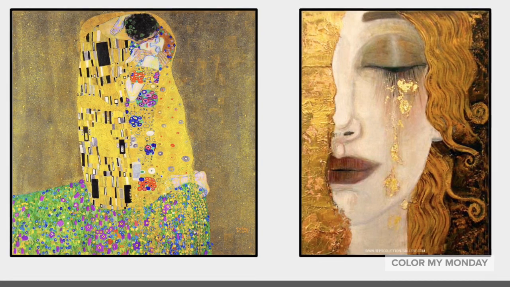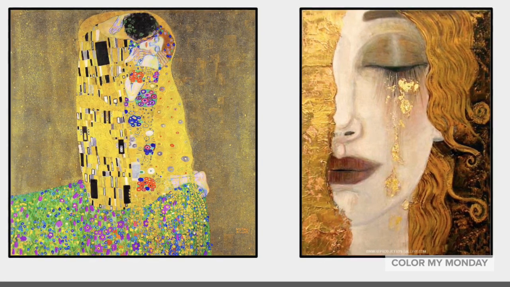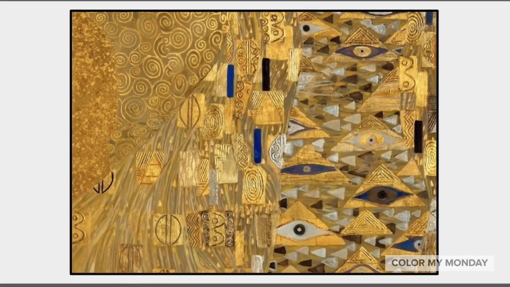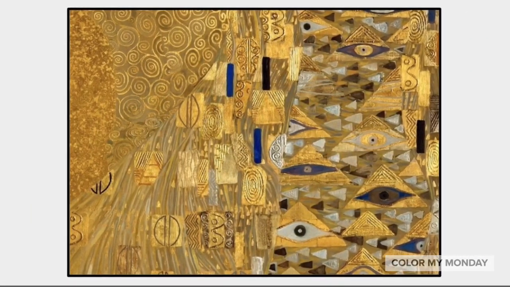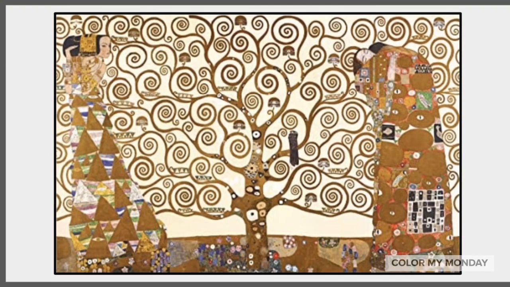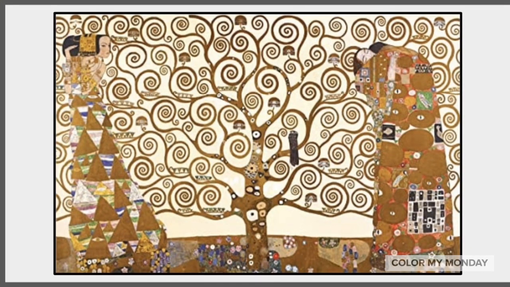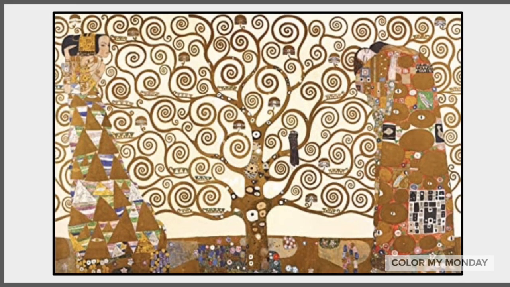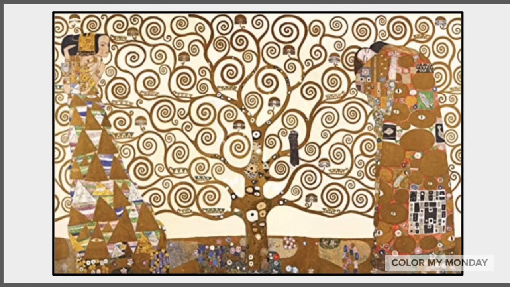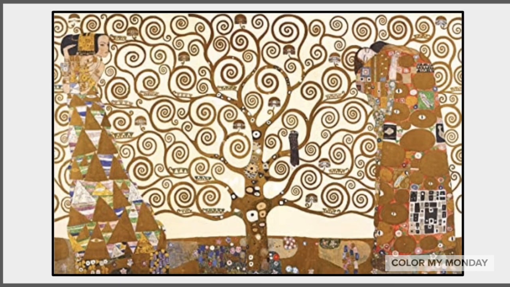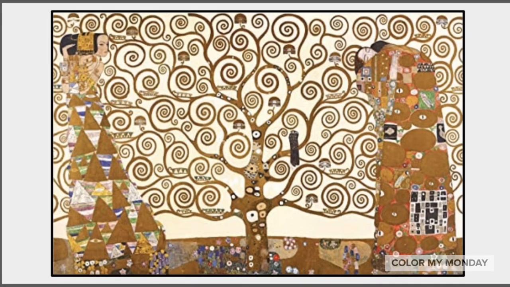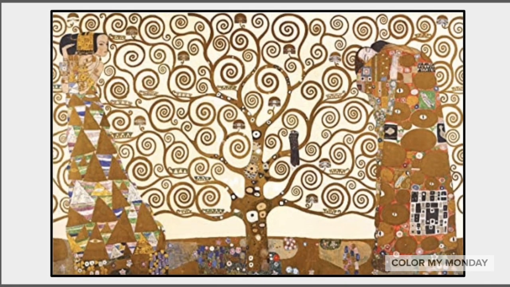As he began to develop more of a personal style, his work became more controversial. But Klimt's golden phase got a positive reaction. This painting, called The Tree of Life, is the only landscape Klimt painted during his golden period. He used oil painting techniques with gold paint to create luxurious pieces of art. The swirling branches create mythical symbolism about how life continues.